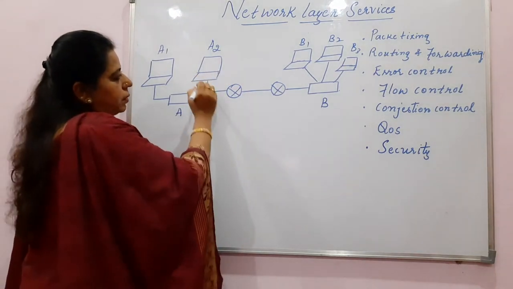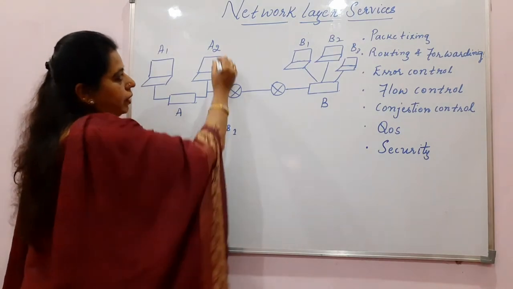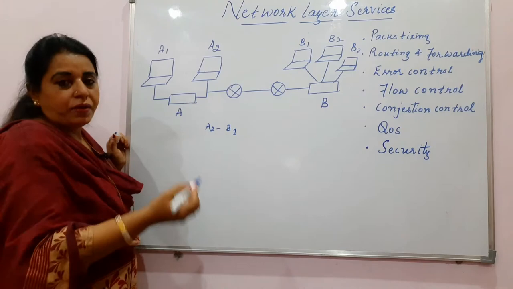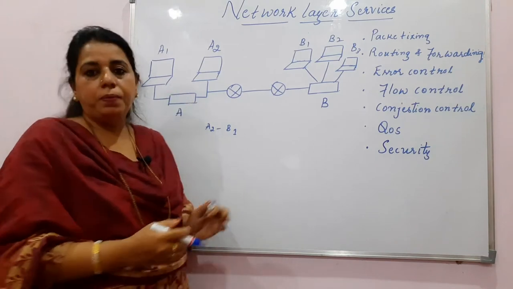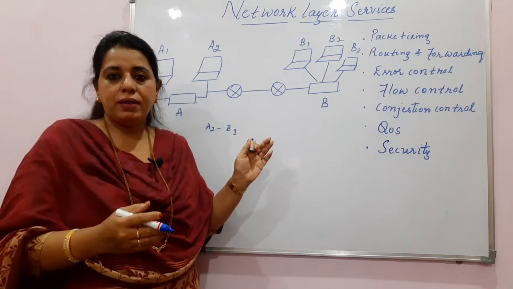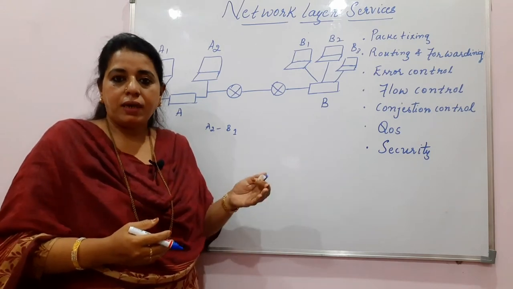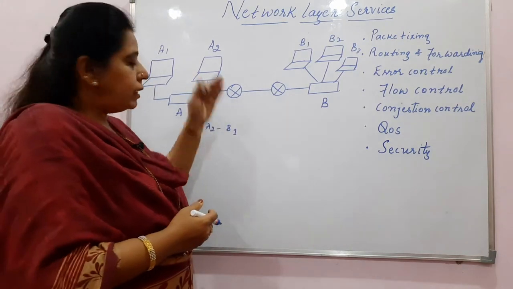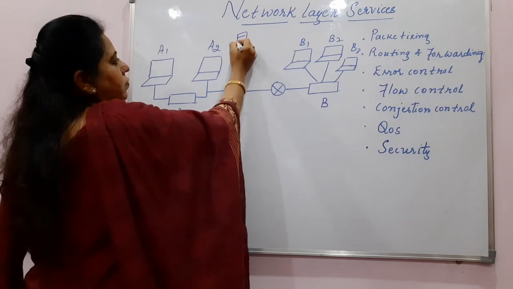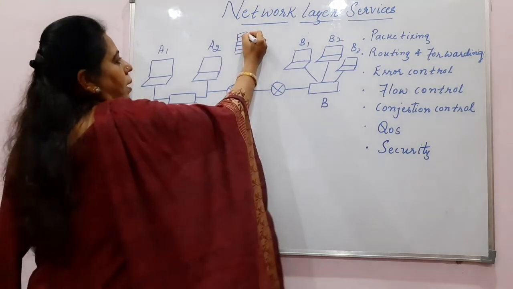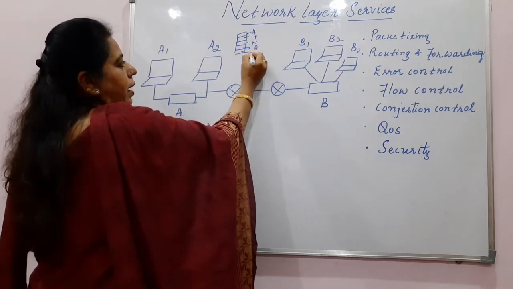Now, suppose A2 wants to send a packet to B1. The very first service that is provided is packetizing. At the node A2, the network layer, which is the third layer in the OSI model, takes the data from the transport layer at the sender and sends the data to the data link layer. I hope you can recall the five layers: application layer, transport layer, network layer, data link layer and physical layer.